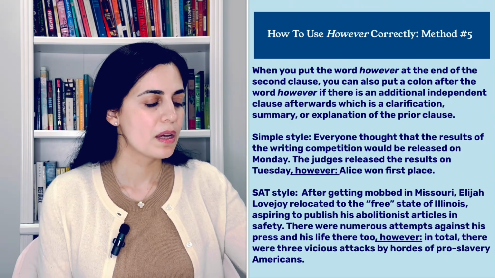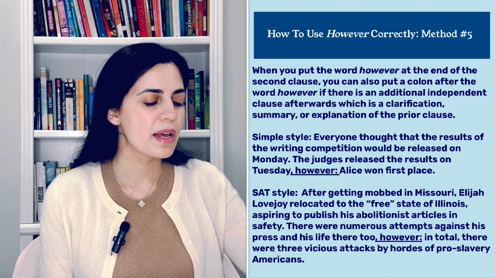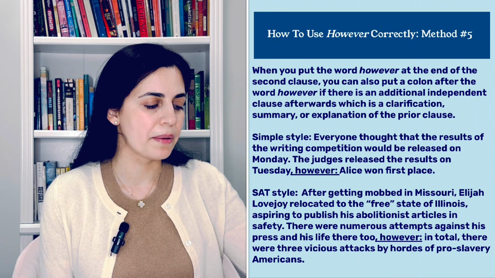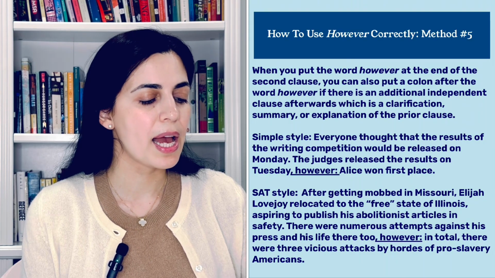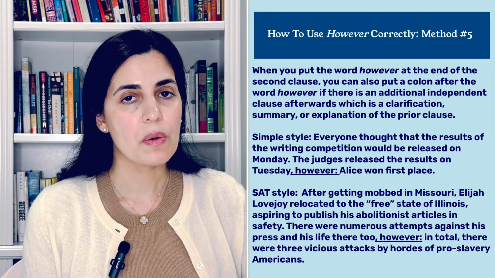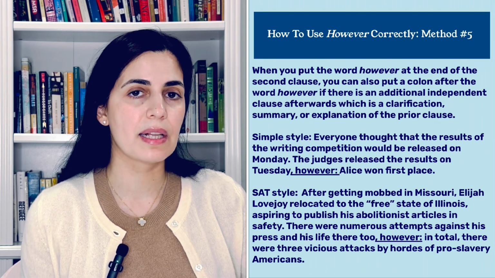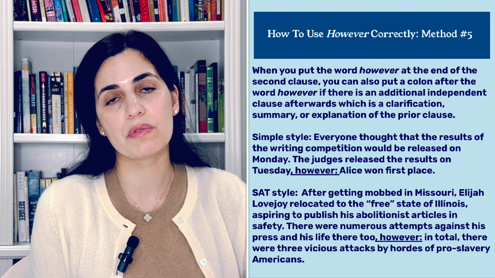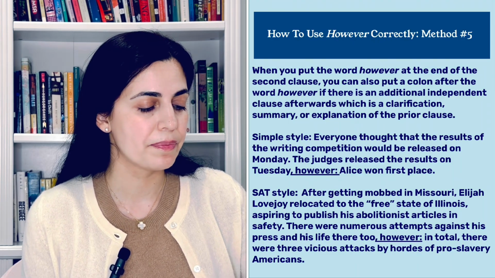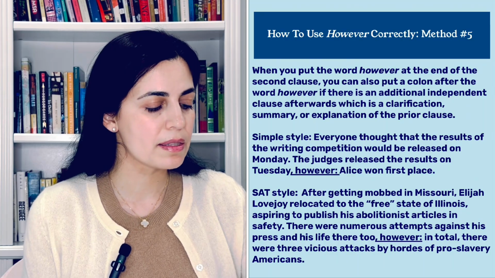So let's take a look at two sentences that have this configuration, one that's simple and one that is a little more complex. So the simple style is as follows. Everyone thought that the result of the writing competition would be released on Monday. The judges released the results on Tuesday, however: Alice won first place. So Alice winning first place is a clarification of the prior clause. Who won, right? The judges released results. Who was it? Alice.